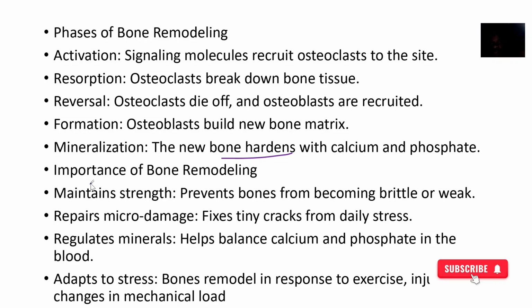So what is the importance of bone remodeling? It maintains the strength, repairs any micro damage, which is like if there's any small damage to that place, they will repair it, regulates minerals, and adapts to stress.